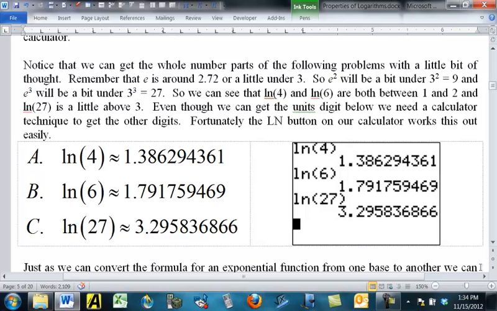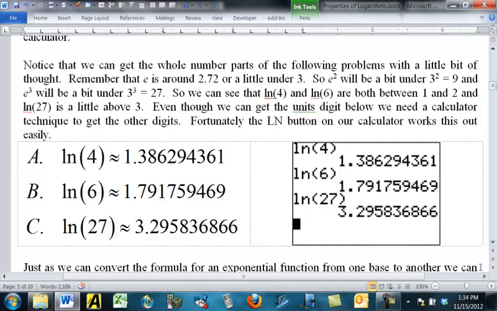It's going to be less than 2, but of course 4 and 6 are both bigger than 2.72, so they're bigger than e. So it'll be somewhere between 1 and 2. So they're definitely 1 point something, which we see on the calculator.